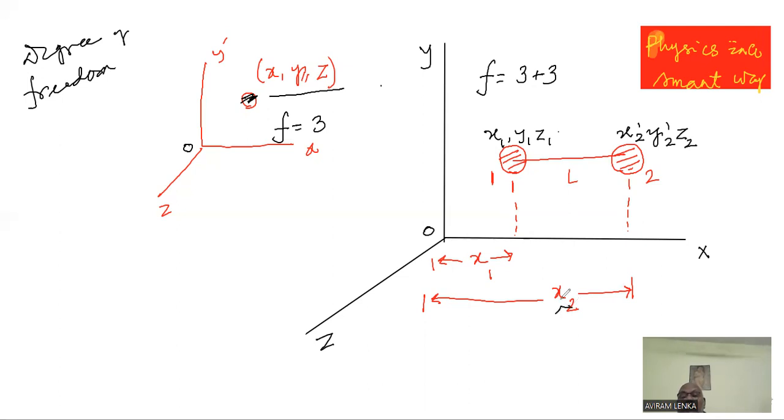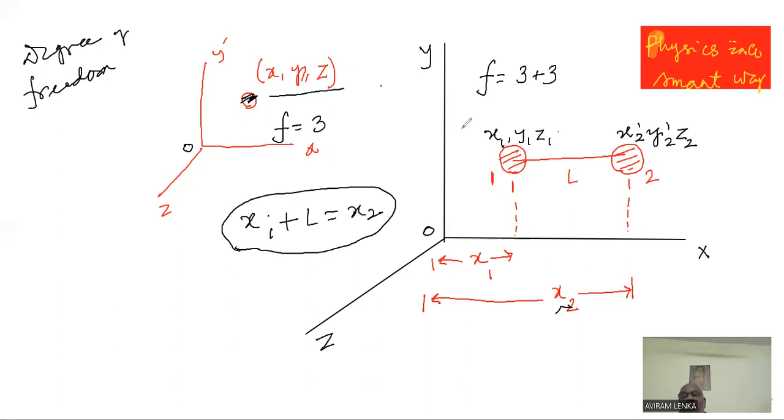And x1 and x2 are not independent of each other. They are linked because x1 plus bond length equals x2, or the difference of the coordinates equals the bond length. So that is the link between x1 and x2. So x1 cannot be independent of x2, or x2 cannot be independent of x1.